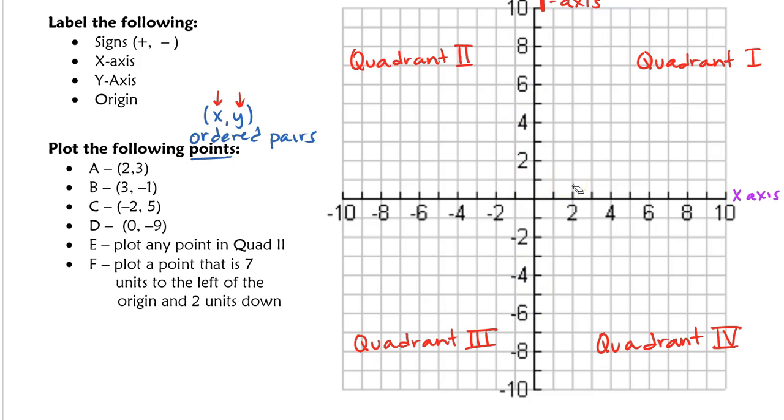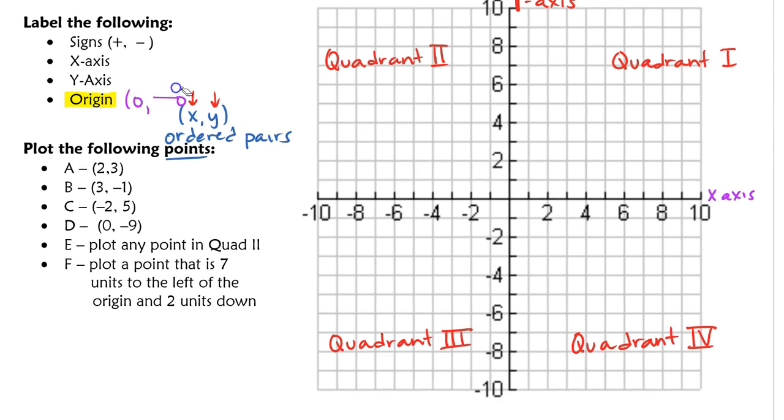So we're going to start with labeling a very special point called the origin. So the origin has the coordinates 0, 0. So the x value is 0 and the y value is 0, which means we're right here, right at the center of all 4 quadrants, right at the intersection of the x and y axis. This is 0, 0, or the origin.